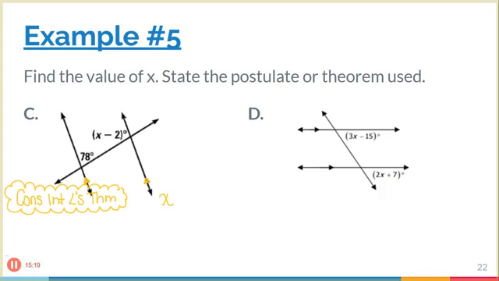So I know that if I take x minus 2 and I add that to the 78 degrees, I should get 180. And so we're going to combine like terms first. Negative 2 plus 78 would be 76. And then we're going to solve for x and undo the addition with subtraction. And so we're looking at x being 104.